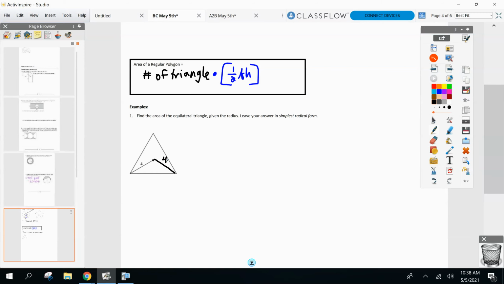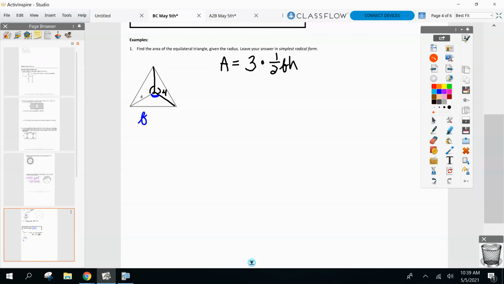And I don't know if this helps if I draw in the other radii. All 3 of those angles are congruent right there. All 3 of these are congruent. I don't know if that helps. Atticus? 120. How'd you get it? Both the other angles are 30 because they're being bisected, and they're all 60 because it's an equilateral triangle.